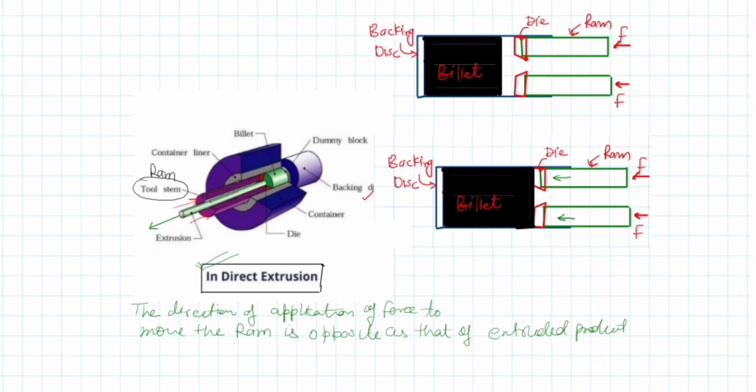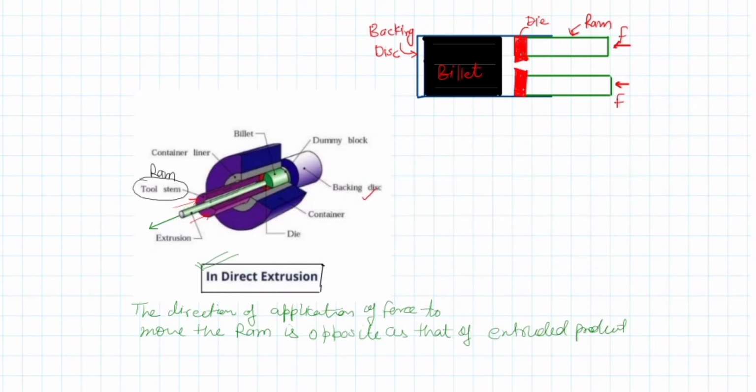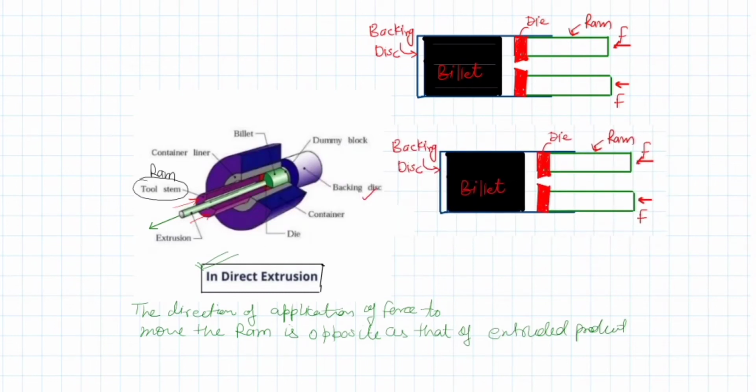Let me just revise it. We will apply forces through the ram on it. The only space left for the billet to move is the space provided by this die only. So the billet makes contact with the die, and then after further compressing it with the help of the ram force, the only space left for the billet to come out of this die is in this direction. So the direction of movement of the extruded product is this. So they both are in opposite directions. That is why we name it indirect extrusion.